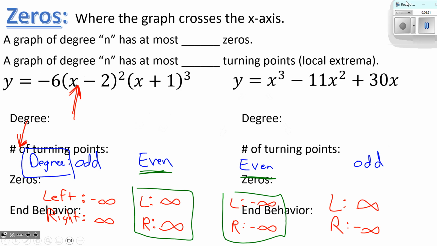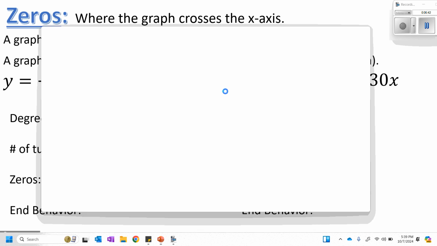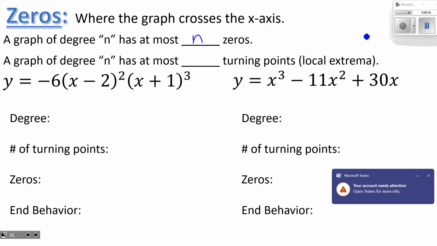All right, let's keep our skills building here. Now we're looking at some equations, or we're combining a couple ideas. So the first part's saying a graph of degree n has at most blank zeros. So a graph of degree n has at most n zeros. So a third degree polynomial has at most 3 zeros. A graph of degree n has at most n minus 1 turning points.